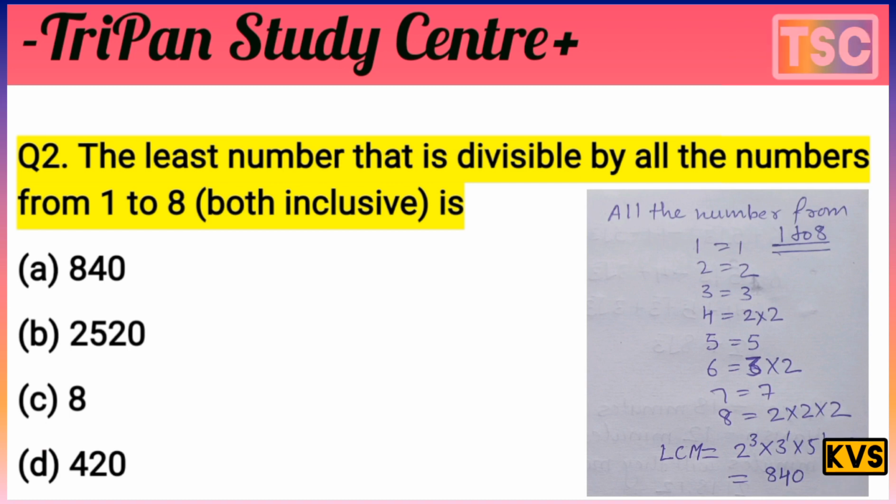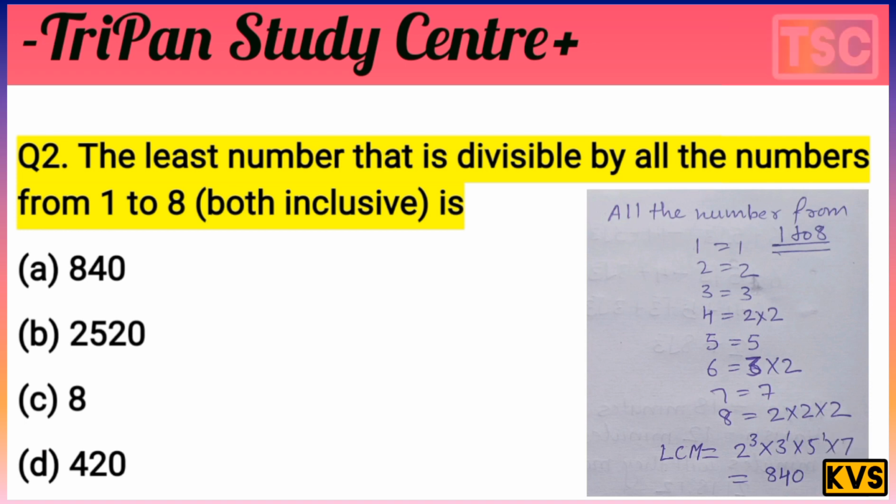2 power 3, 3 power 1, 5 power 1, and 7 power 1, and calculate the product here: 2 into 2 into 2 into 3 into 5 into 7. It comes to 840. That's important. And also, the screen shows the solution to this question. The answer is option A. Option A, 840, is correct. That's important for the exam view here.